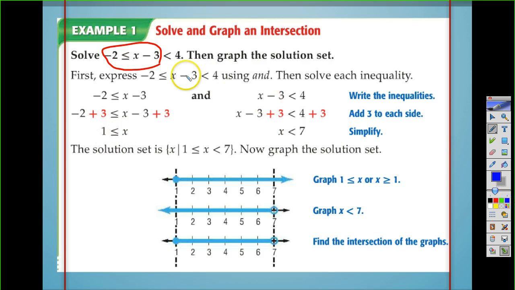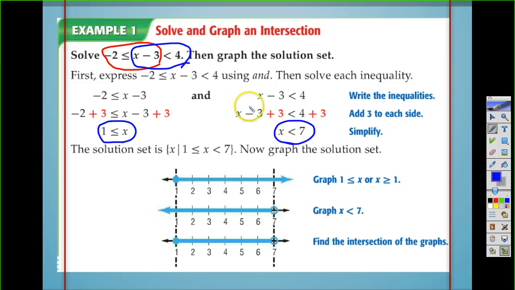The second part of it is right here: x minus 3 is less than 4. When we solve that, you add 3 to each side and you have x is less than 7. So now we're going to combine these two. If we graph it, you have x is greater or equal to 1 and x is less than 7. The overlapping part is this section right here, including the 1 but excluding the 7. So you have x is greater or equal to 1 and less than 7.